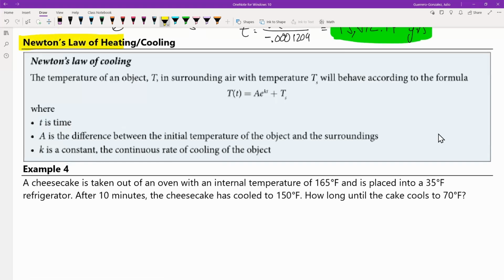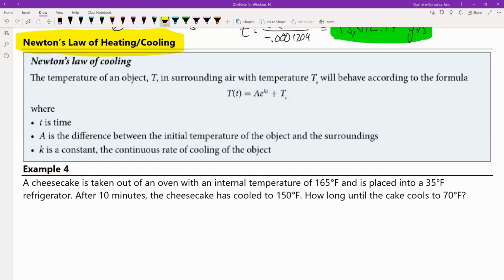This one's pretty cool. This one's got a nice little history behind it. I'll probably tell you guys in class. Newton's law of heating and cooling. This one actually is one of the topics that you learn when you get into thermodynamics for physics, and when you start looking at heat exchange or energy exchanges in chemistry. And it's exactly what you think it is.